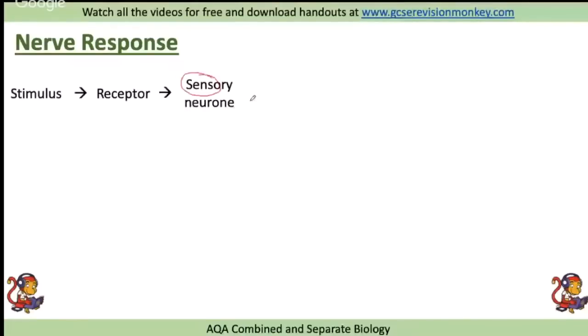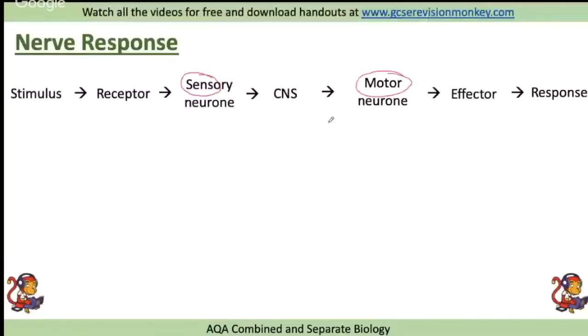This goes to your central nervous system that coordinates the response. And then it goes to your motor neuron that is going to do something at the end of the pathway. And that motor neuron sends a signal to an effector, and we'll talk about what those can be in a minute. And that brings about some kind of response. So that's the general pathway that you need to remember.